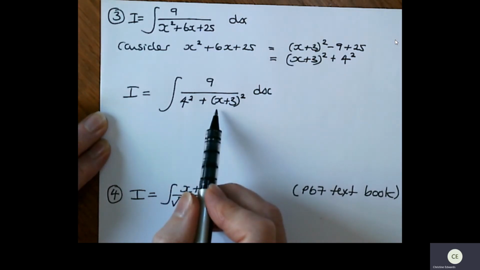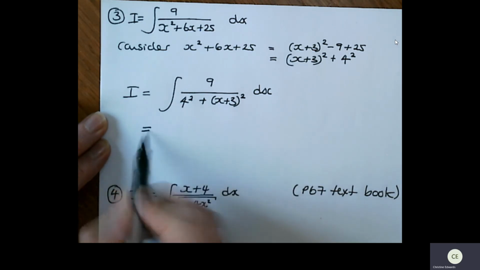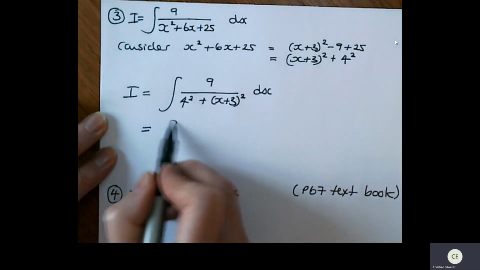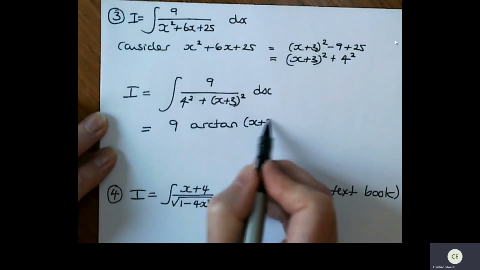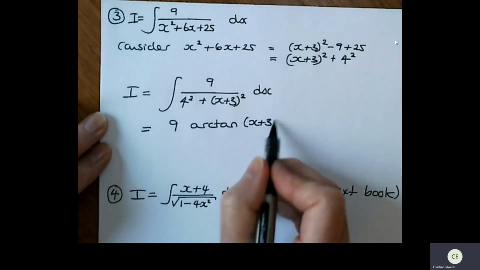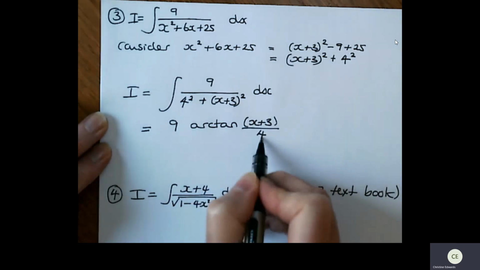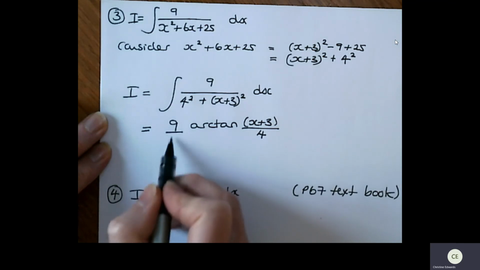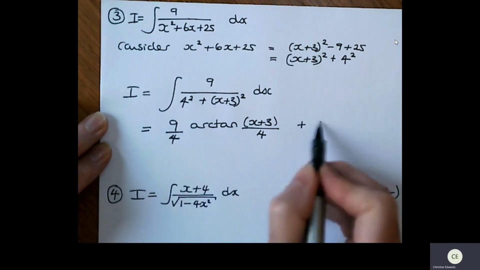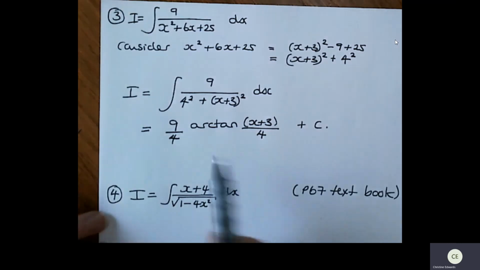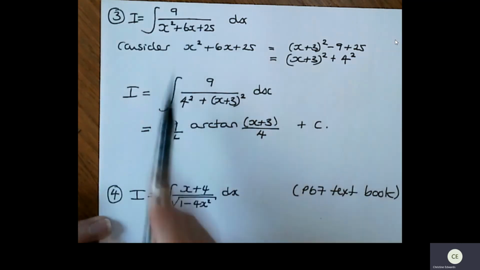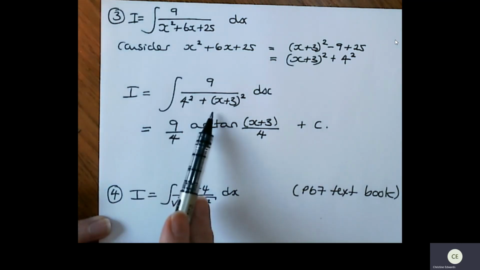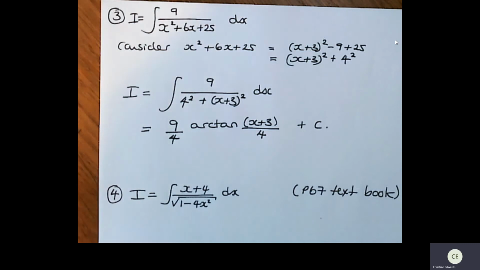When I compare to the formula book, I can see that it's going to integrate to arctan. So I have a 9 at the front, I have arctan of x plus 3, and we're going to divide that by the 4. And we're also going to divide the overall function by 4 and then add on the constant of integration. So that's integrating using the method of completing the square to allow us to turn the fraction into a format that we can integrate with our inverse trig functions.